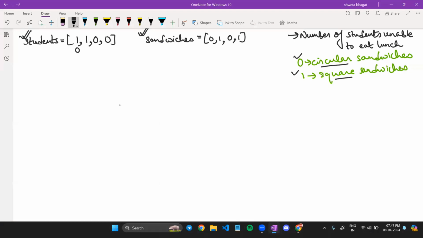So the 0th child wants the square sandwich because one represents a square sandwich. Similarly, the child at the first index wants a square sandwich. The student at the second index wants a circular sandwich and the student at the third index wants a circular sandwich as well. Now all these students are standing in a queue, okay? A queue is something like in which we stand in a school canteen or in a college canteen as well. So the one who will come first would be served first, correct?